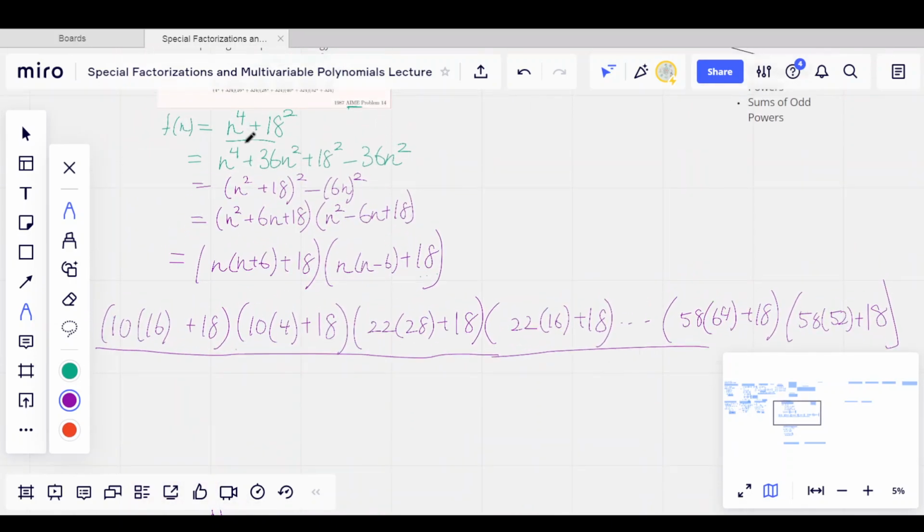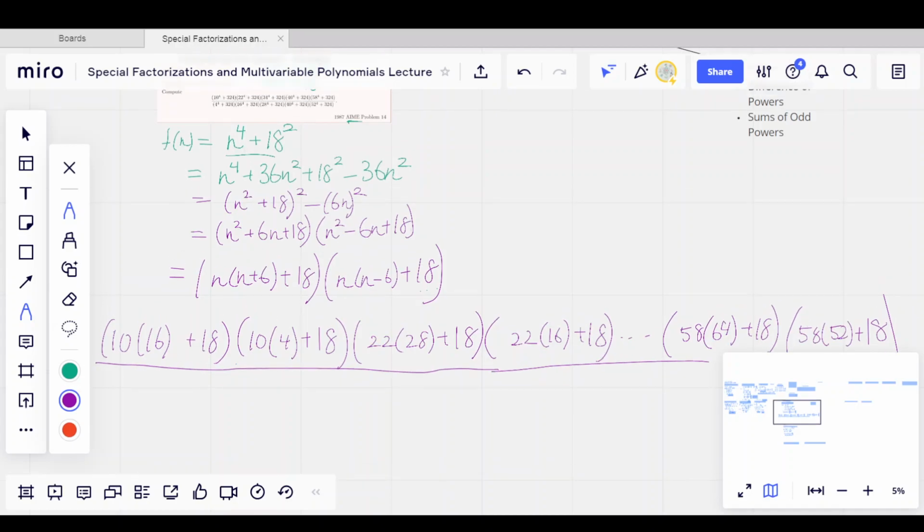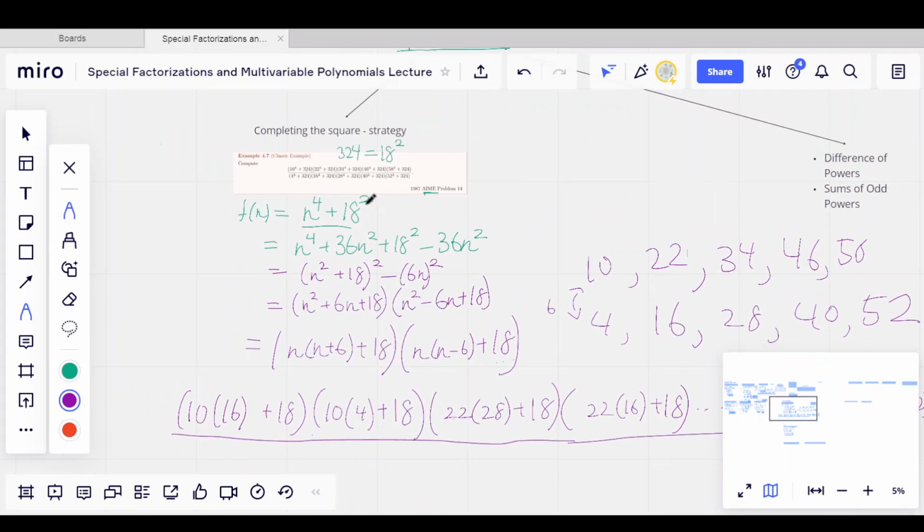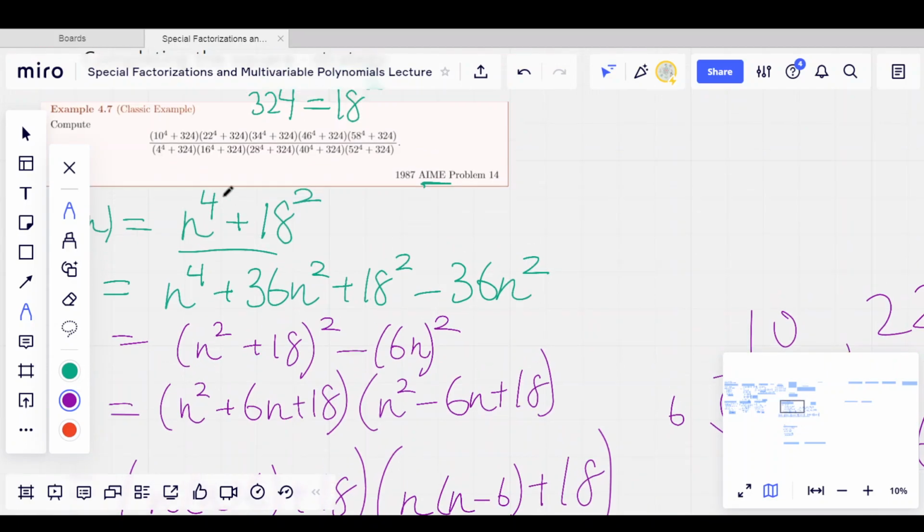So we get n equals 4, right? So here, oopsies. So I'll just actually write the numbers here. So 10, 22, 34, 46, 58. And then 4, 16, 28, 40, and 52. So obviously they differ by 6, which means that we're on the right track. Okay? So I've just copied these numbers from the problem right over here. 10, 22, 34, 4, 16, 28.